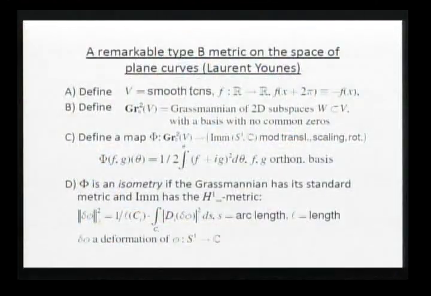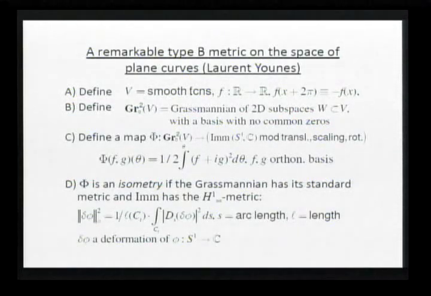And it goes like this. We're going to start with functions, V being the Hilbert space of functions from the reals to the reals which are periodic. That's in order to make the index of one of the things we're going to create. And we're going to take the Grassmannian of two-dimensional subspaces inside here. Now, what we're going to show is that this Grassmannian is exactly the same as the immersions of a circle in the complex plane, mod translation, scaling, and rotations.